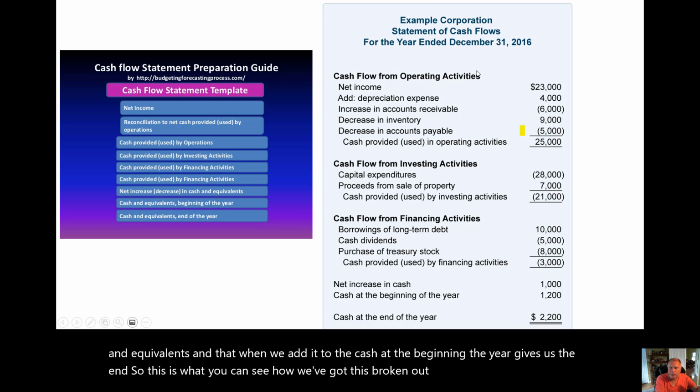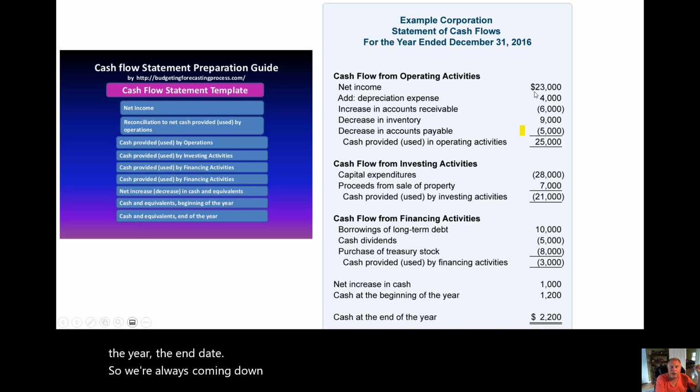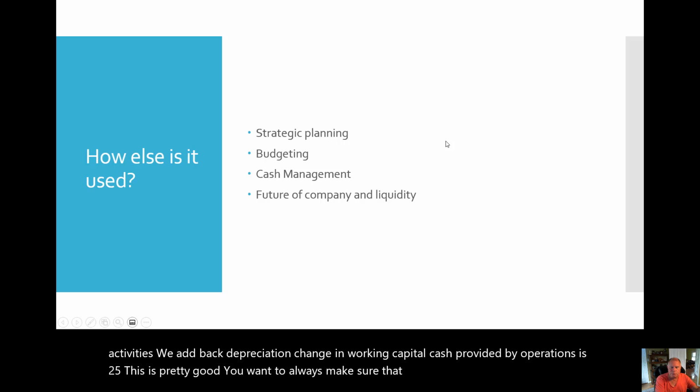First we've got operating activities, investing activities, financing activities. Here's the net increase in cash, cash at the beginning of the year, the ending. So we're always coming down. In this case, 23,000 was the net income. We add back depreciation and the change in working capital. Cash provided by operations is 25. This is pretty good. You want to always make sure that they're close.